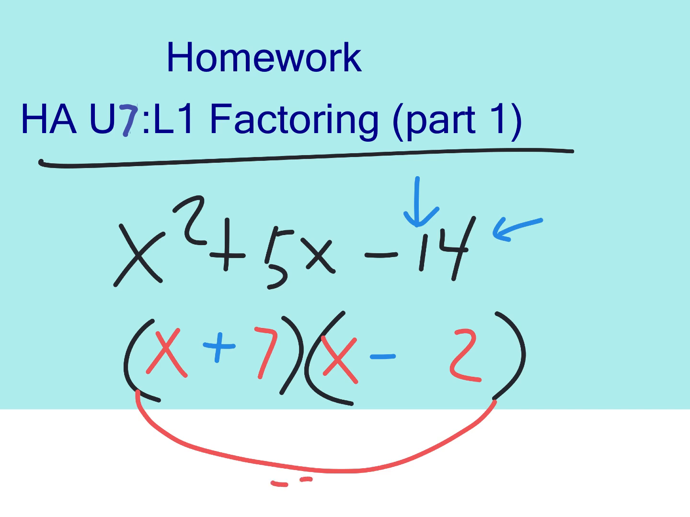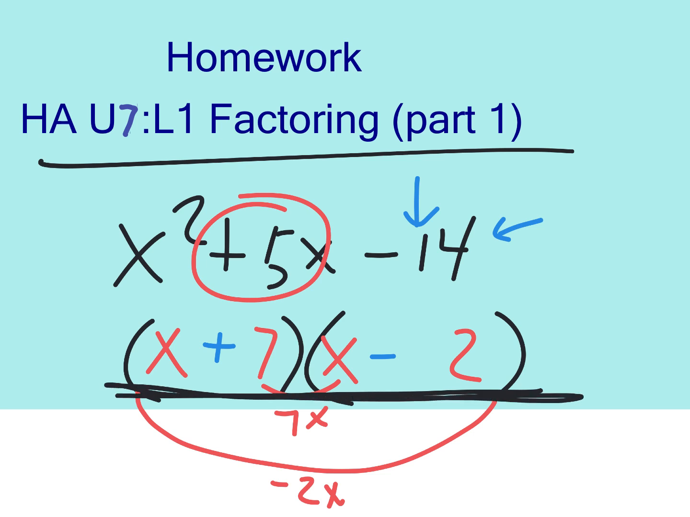Outside, negative 2x. Inside, 7x. Did we get lucky? Yep, got lucky. Because I didn't know I was putting them in the right spots. If I had them in the wrong spots, it would have come out to maybe the opposite of that. And it wouldn't have come out to 5x, it might have come out to negative 5x. This one came out to 5x, so I did it right. So what do you type in? Exactly this. This is the answer. x plus 7 parentheses, parentheses, x minus 2.